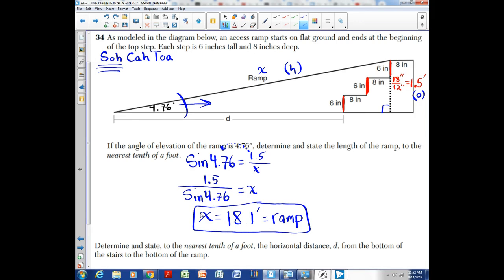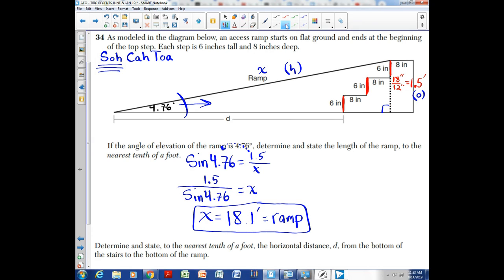Okay, but we're not finished. We're only halfway done here. So on the bottom, there's another question. Determine and state to the nearest tenth of a foot the horizontal distance d from the bottom of the stairs to the bottom of the ramp. Okay, so here we just have one slight little problem.